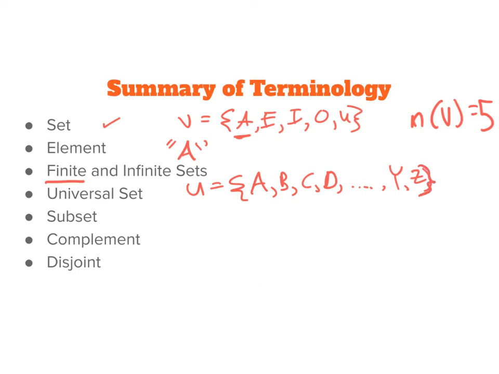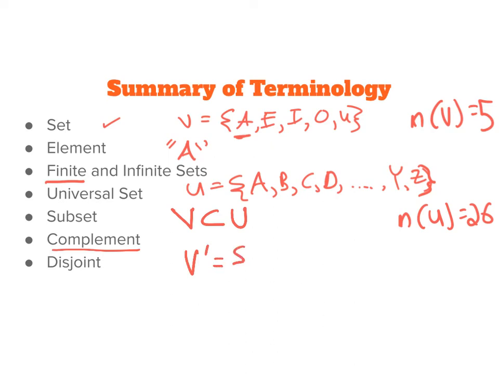Let me fix that bracket. And the number of elements that are in the universal set in this case, if we're looking at the English letters, there are 26 letters in the English alphabet. A subset occurs when everything in one set is also present in another set. So in this case, all of the vowels are also in the universal set. The complement is everything that is in the universal set, but not in one of its subsets. So the vowels are A, E, I, O, U.